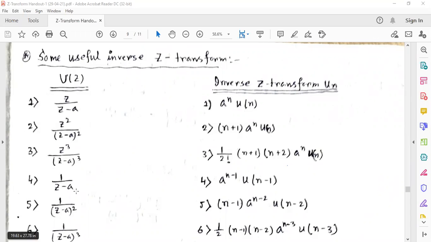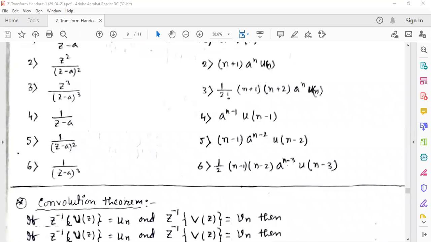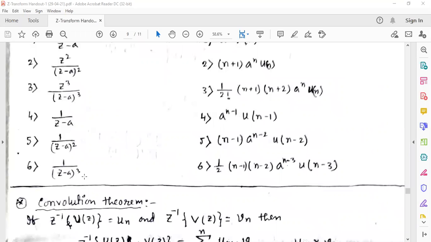1 by z minus a gives a to the power n minus 1 u(n minus 1), which is shifting. 1 by z minus a whole square gives n minus 1 times a to the power n minus 2 u(n minus 2). 1 by z minus a whole cube is equal to half n minus 1, n minus 2, a to the power n minus 3 u(n minus 3).